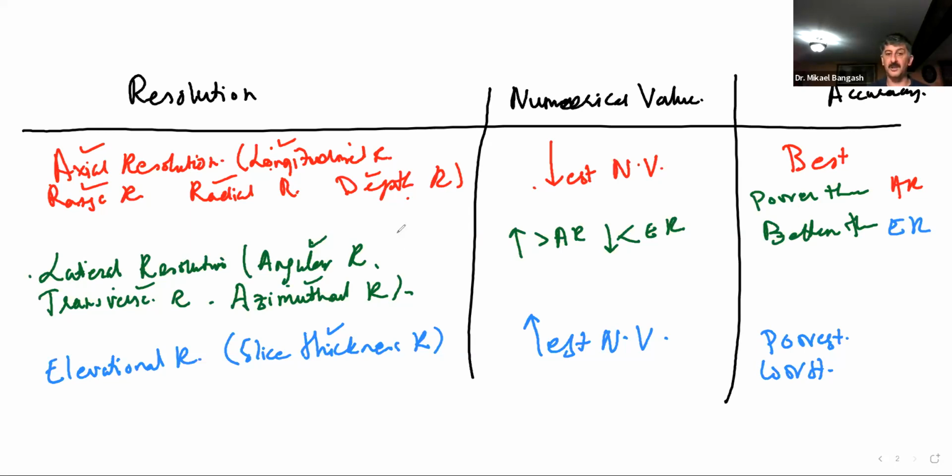So for these three resolutions, what we mainly see is that the lower numerical value will always give you a better resolution. The higher the numerical value gets, the more it leads to a poorer and poorest resolution.